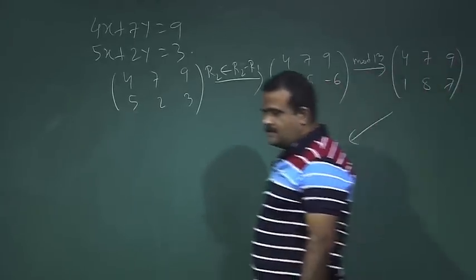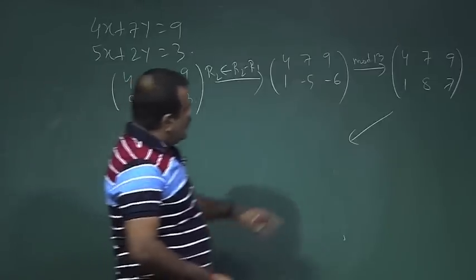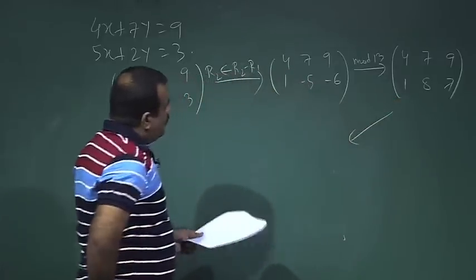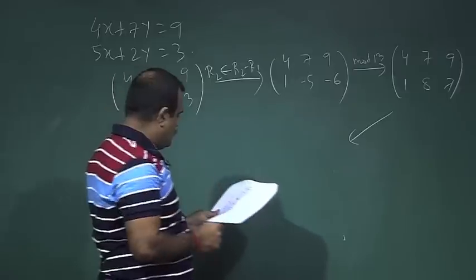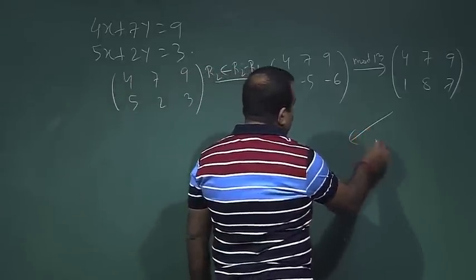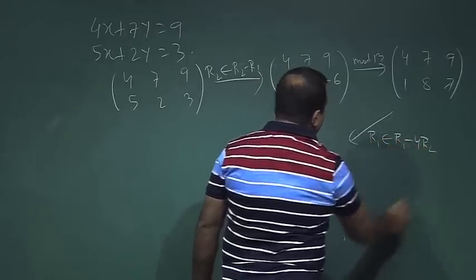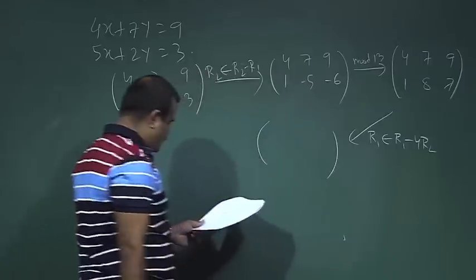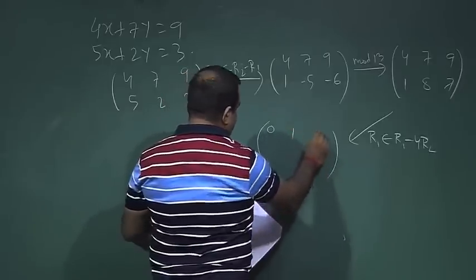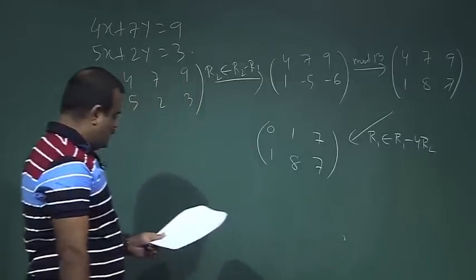So, now this is the current position of that augmented matrix. Now we have to perform R1 going to R1 minus 4R2. If you do so, we will be getting 0 1 7 1 8 7.